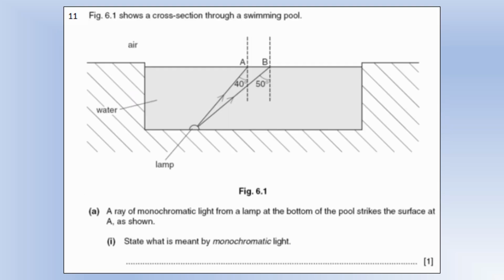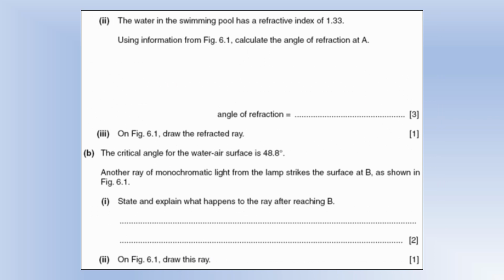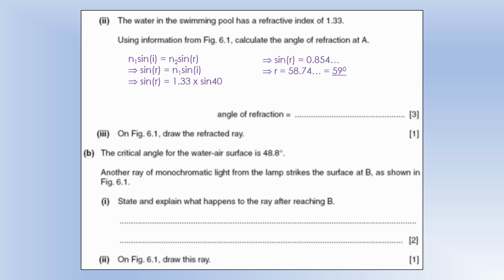So we've got a cross-section through a swimming pool, and we've got 2 light rays striking the boundary. We've got monochromatic light again, so we can put in our definition: it's light of only 1 wavelength. The water in the swimming pool has a refractive index of 1.33. Using the information, calculate the angle of refraction at A. Again, we're going to be using Snell's Law, and n2 this time is going to be 1 because it's going into air. We can calculate sin r and then calculate r, using the same stages as before.